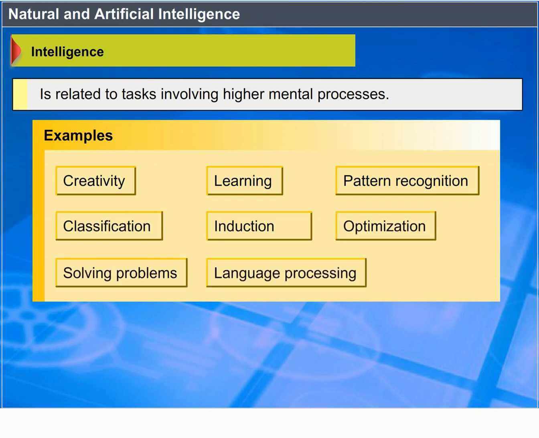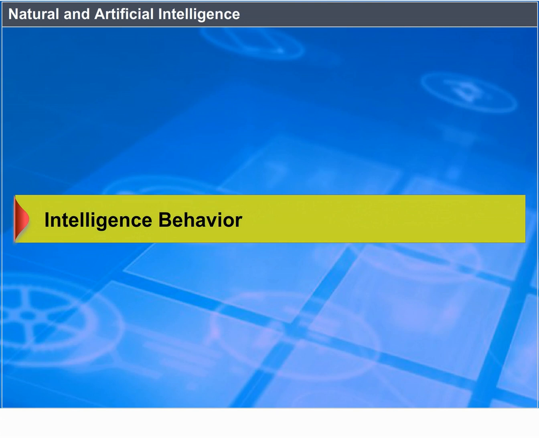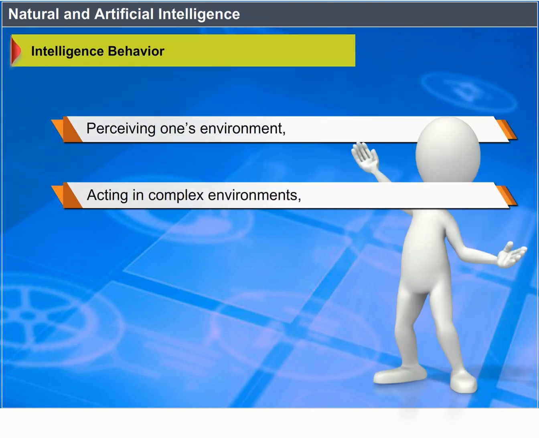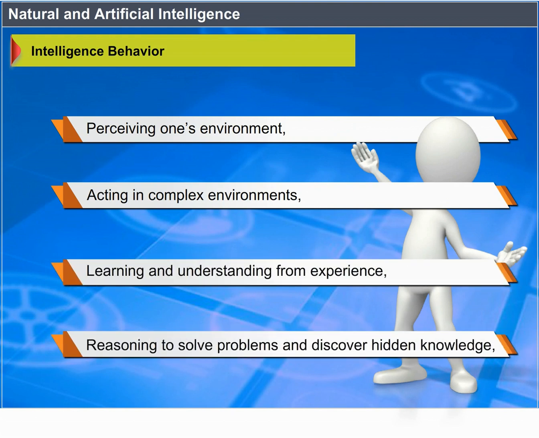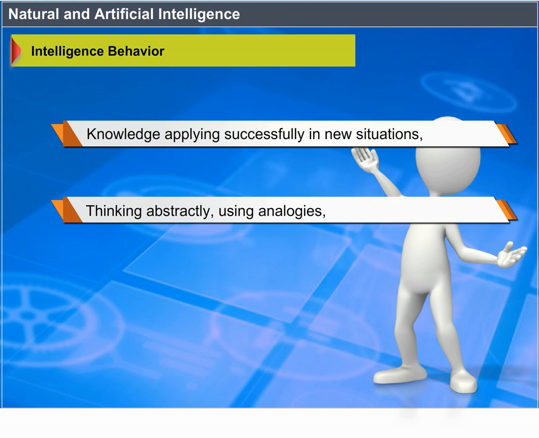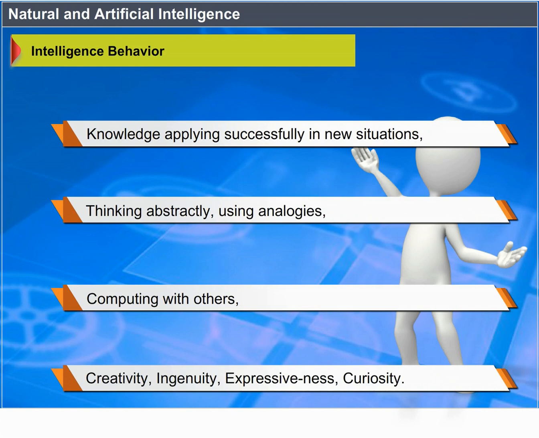The computational part of the ability to achieve goals is termed intelligence. Intelligent behavior: perceiving one's environment, acting in complex environments, learning and understanding from experience, reasoning to solve problems and discover hidden knowledge, applying knowledge successfully in new situations, thinking abstractly, using analogies, communicating with others, creativity, ingenuity, expressiveness, and curiosity.